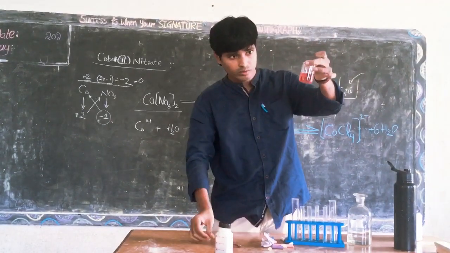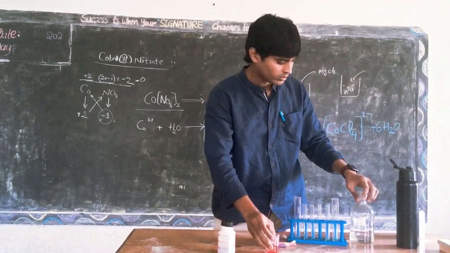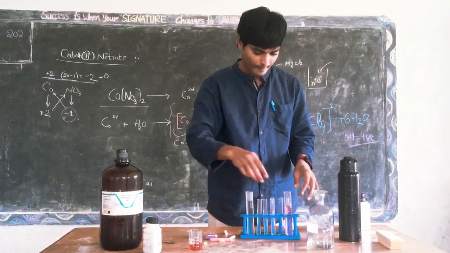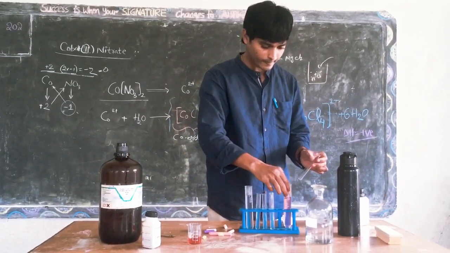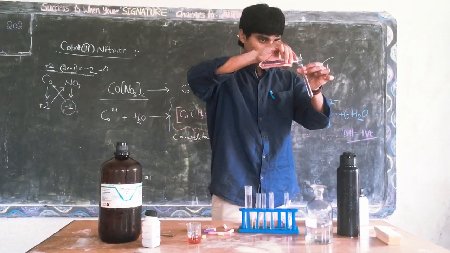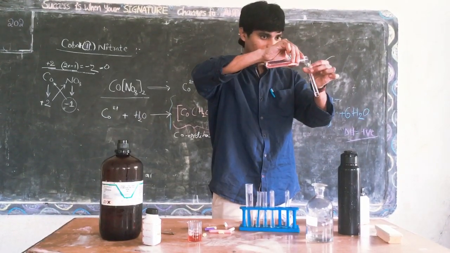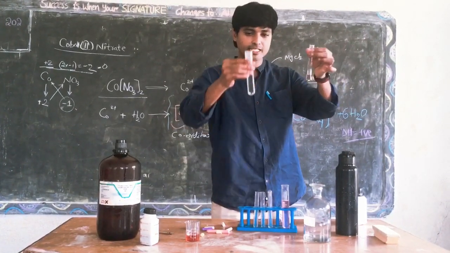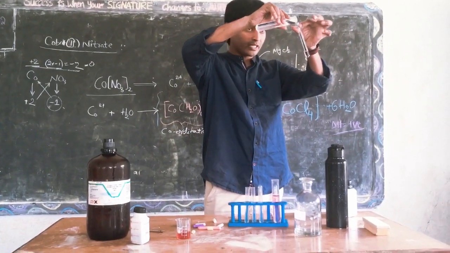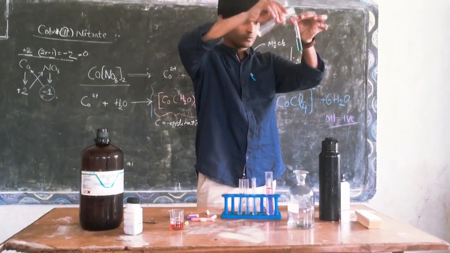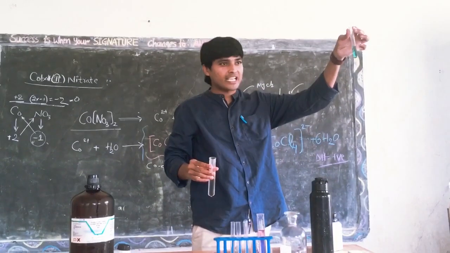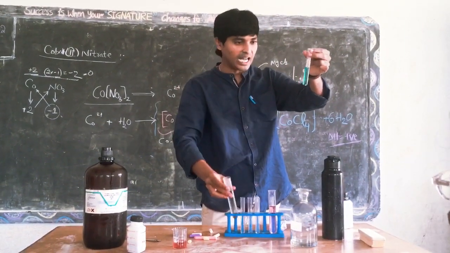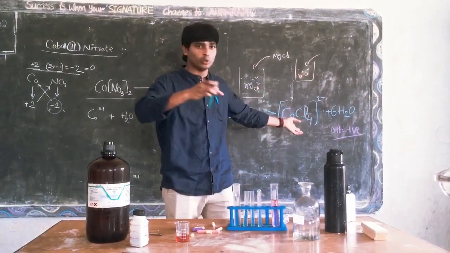What will I do? What do we have to do now? We have to add HCl. Okay, so it's at equilibrium. Now I will add concentrated HCl. We'll see whether the color will change or not. The color has changed now. Okay. So what is the color? As I said, this is the color of this one, blue color.